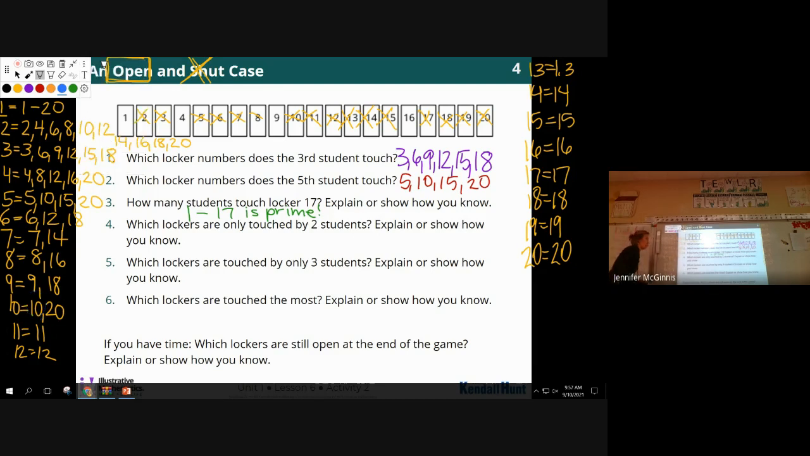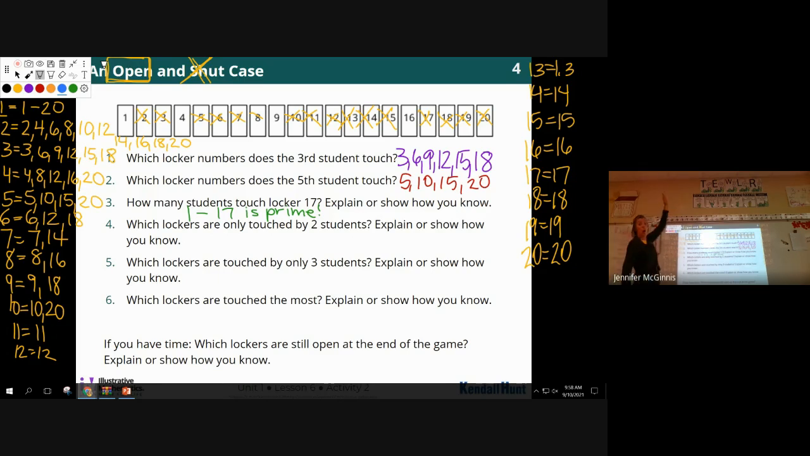So which lockers are only touched by 2 students? Caden? Why 4, Caden? 1 touches 4, right? 2 touches 4? 3? No. 4? Yeah. Keep searching. There has to be one.